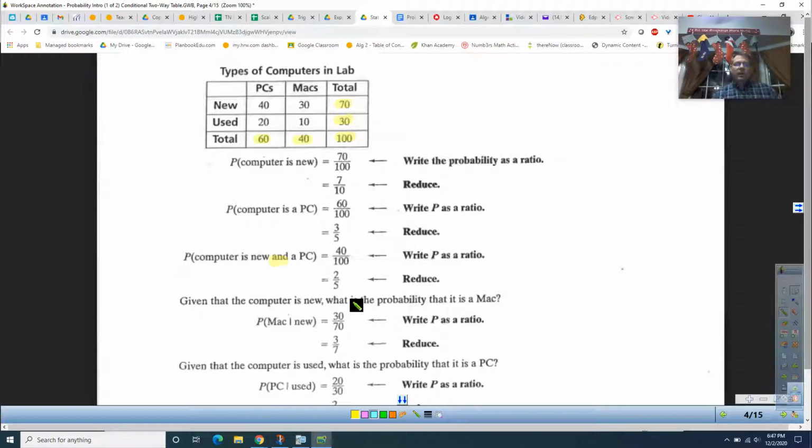Now we've got some new symbols to get used to here. It says, given that the computer is new, what is the probability that it is a Mac? You see P, Mac, vertical bar, and then new.